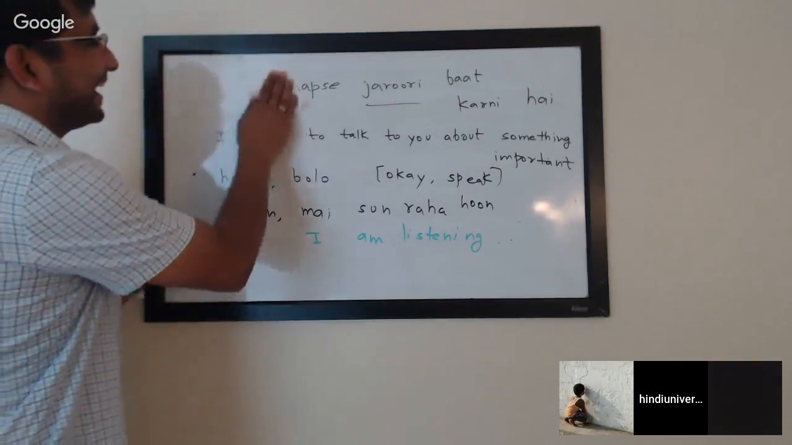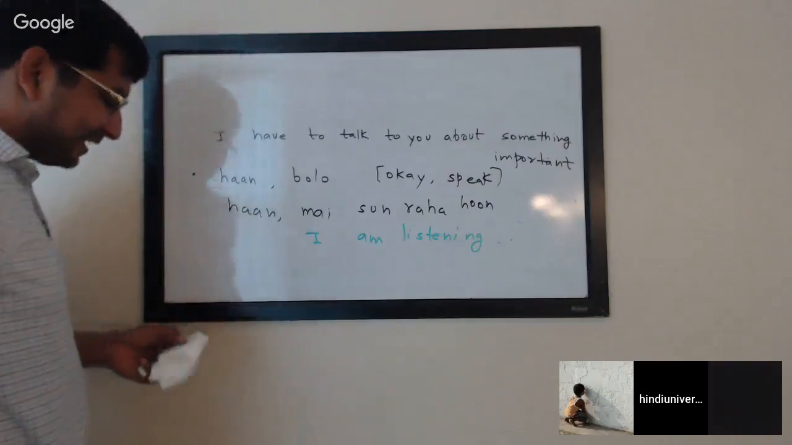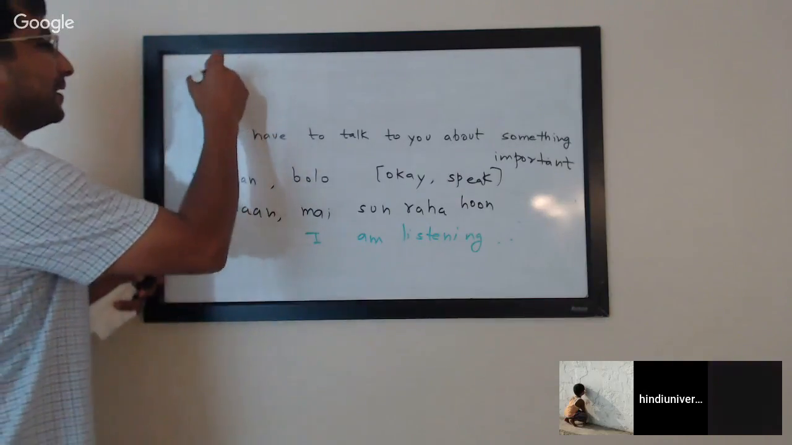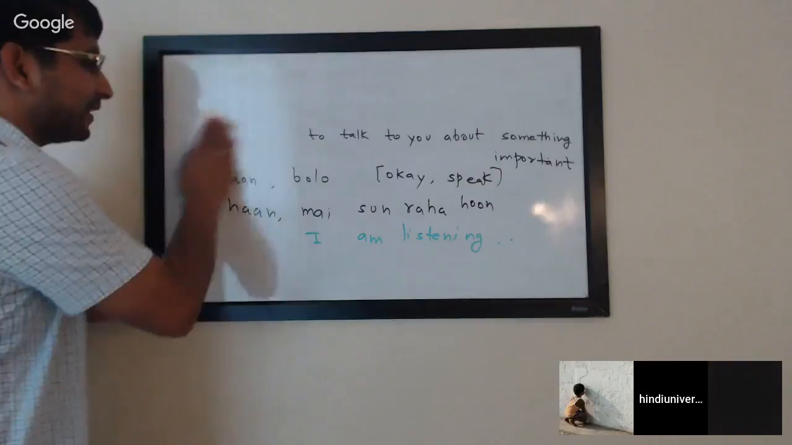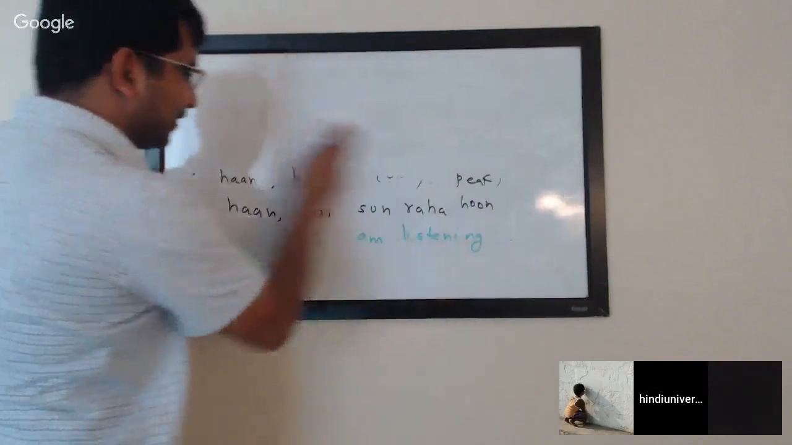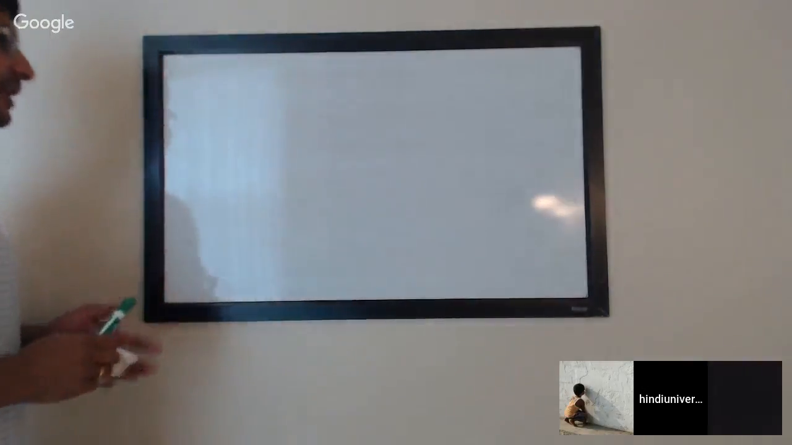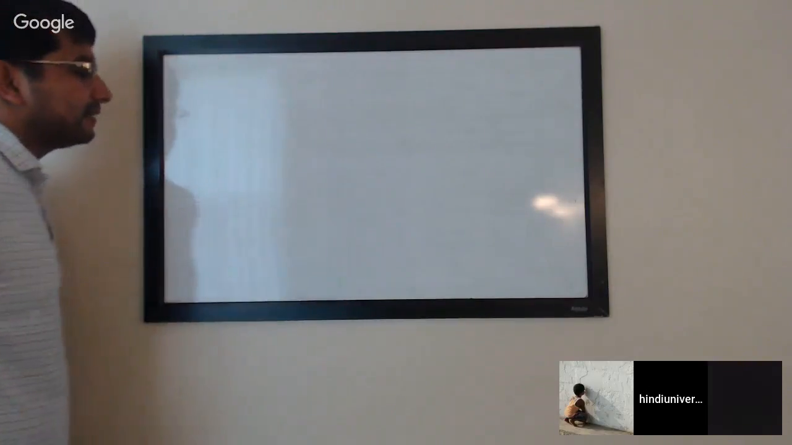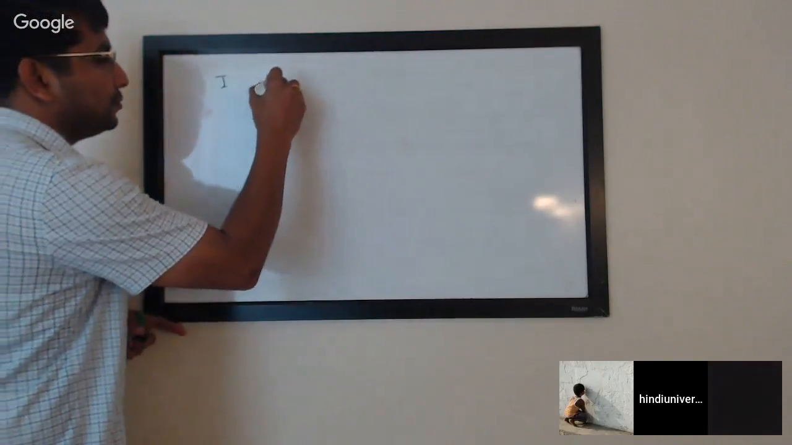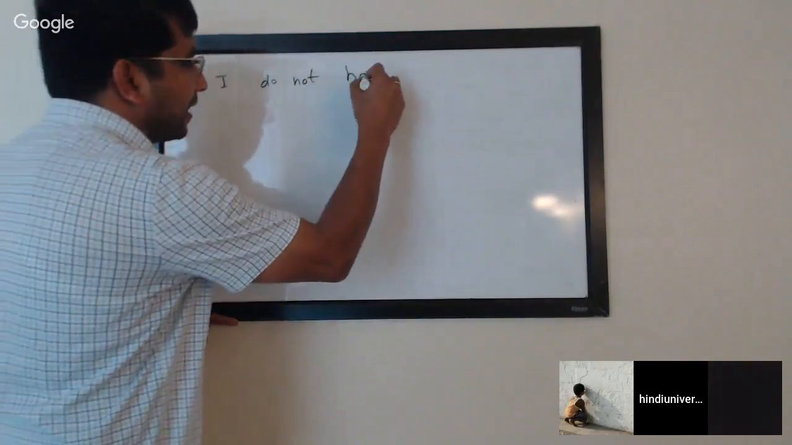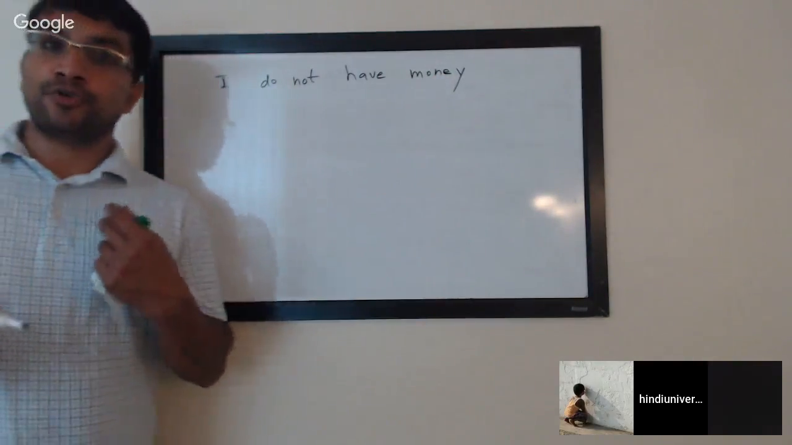Like, mere paas paise nahi hai. Oh, okay. That's an important one. So Ilan is saying, mere paas. Okay, so first, why don't you say it in English, so that way everyone understands. Like, I don't have money. Okay, so that's an important one. So Ilan, now you are saying, write it down. I do not have money.